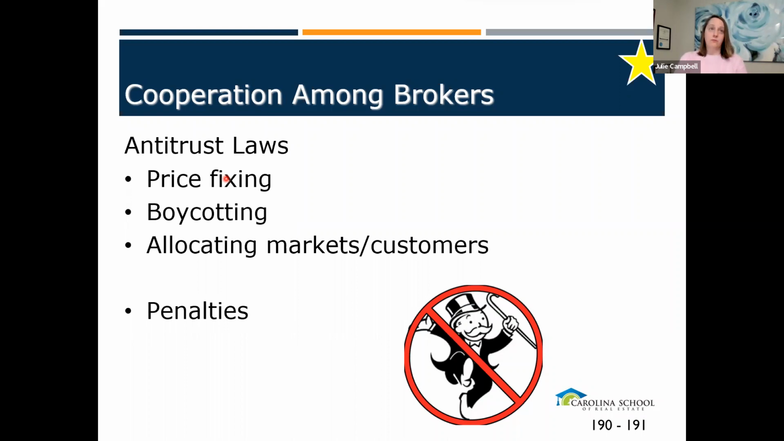You need to be very careful. Because when you go to a listing appointment and you're sitting there in front of the seller, at some point during this listing appointment, the seller will look at you and say, how much do you charge? And you need to be very careful how you answer that. The right answer is, my firm charges X amount. What we cannot say or should not say is everybody in the area charges the same thing. We all charge the same commission. You've just engaged in price fixing.